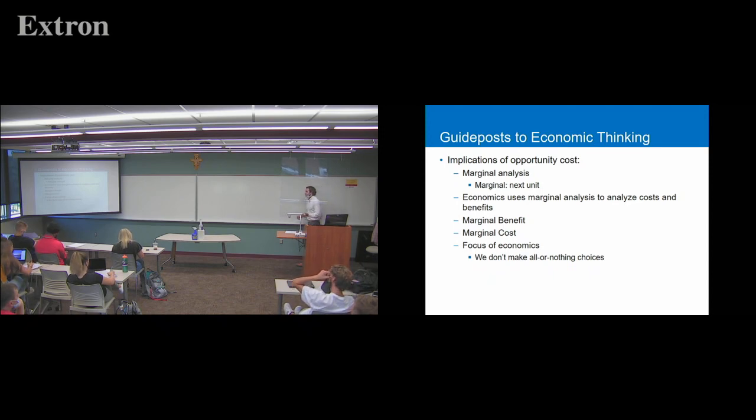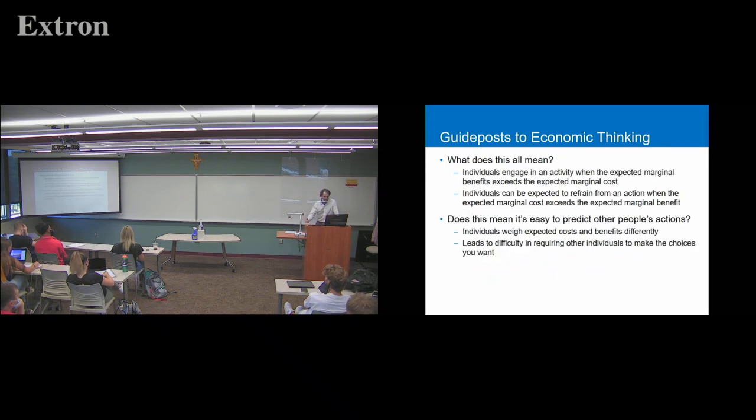So now, marginal benefit is the benefit you gain from the next unit of whatever good you consume. And marginal cost, exact opposite. It's the cost of that next unit you consume. So because we don't make all or nothing choices, we choose to consume one more unit of something. This is the focus of economics. This is what we're going to do. So as this relates to opportunity cost and marginal analysis, what does this mean? Individuals engage in activity when the expected marginal benefit exceeds the expected marginal cost.